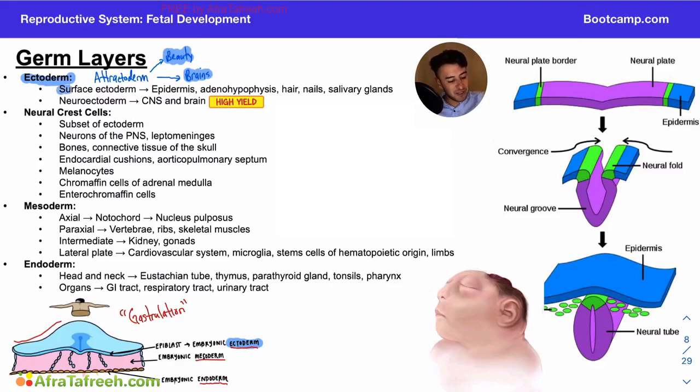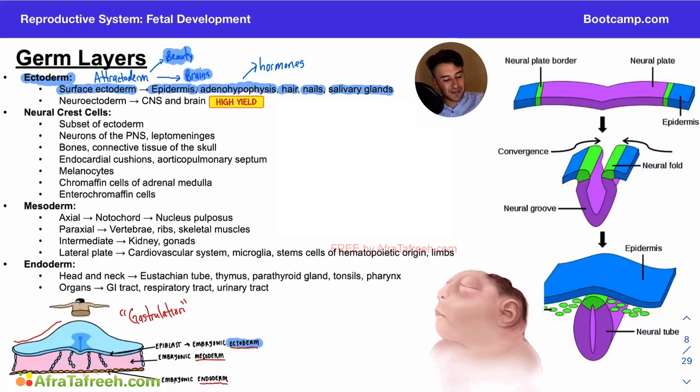So in terms of our beauty, it's going to come from our surface ectoderm. So we have our epidermis, which is our skin. We have our hair, our nails, and our salivary glands. And then we're also going to have our adenohypophysis, which is going to turn into our anterior pituitary. And our anterior pituitary is going to make hormones, and we know that hormones are responsible for giving us our good looks in puberty, and so that helps me remember that this is going to be derived from a portion of the ectoderm.